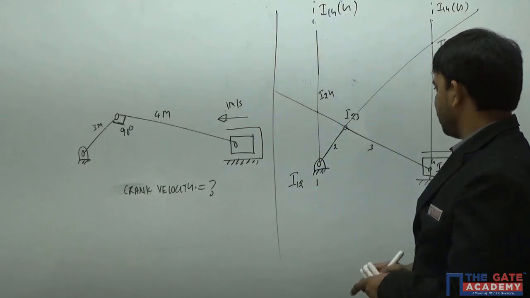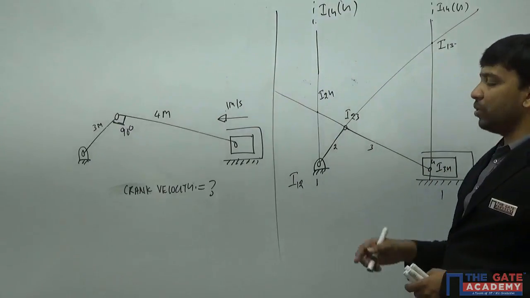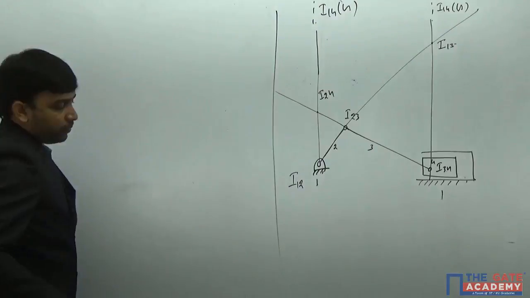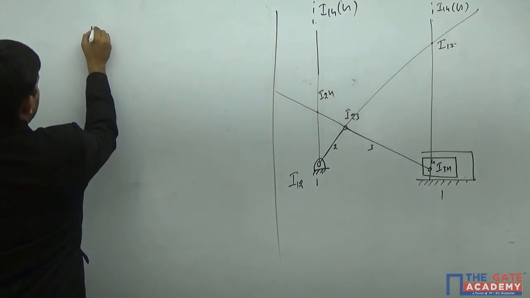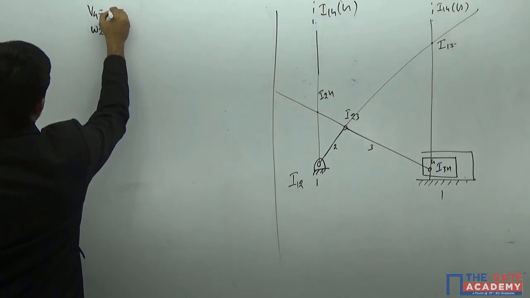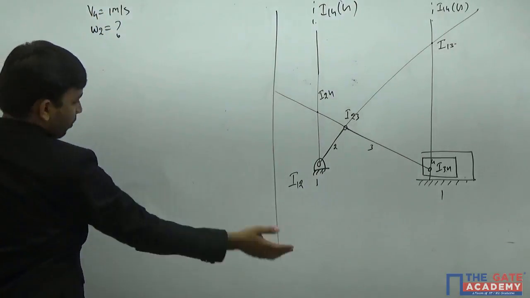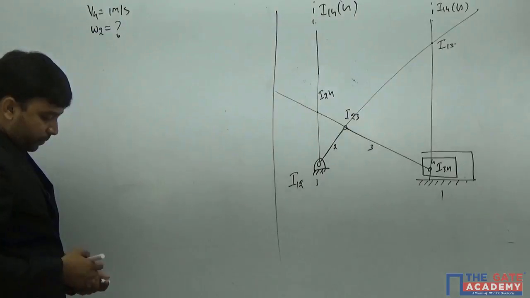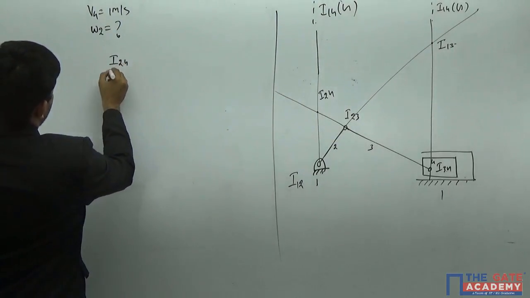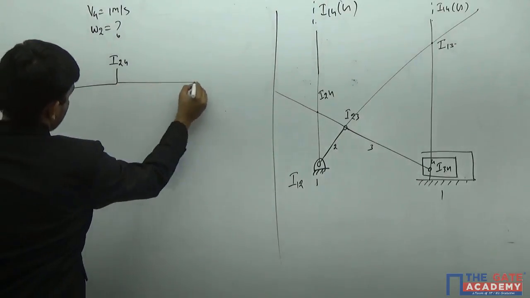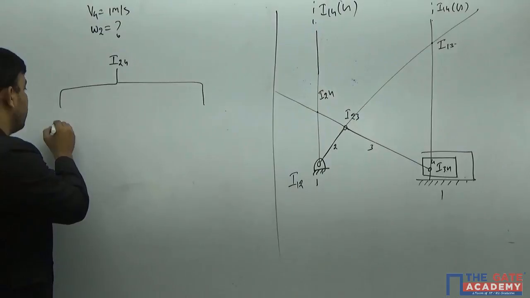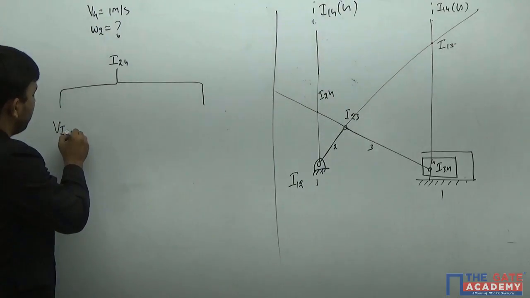They gave the velocity of the slider and are asking you to find the velocity of this crank. The velocity of link number 4 is given as 1 meter per second. Look at the common instantaneous center for both links, which is I24. If this common instantaneous center lies on link number 2, the velocity of I24 I can write like this.